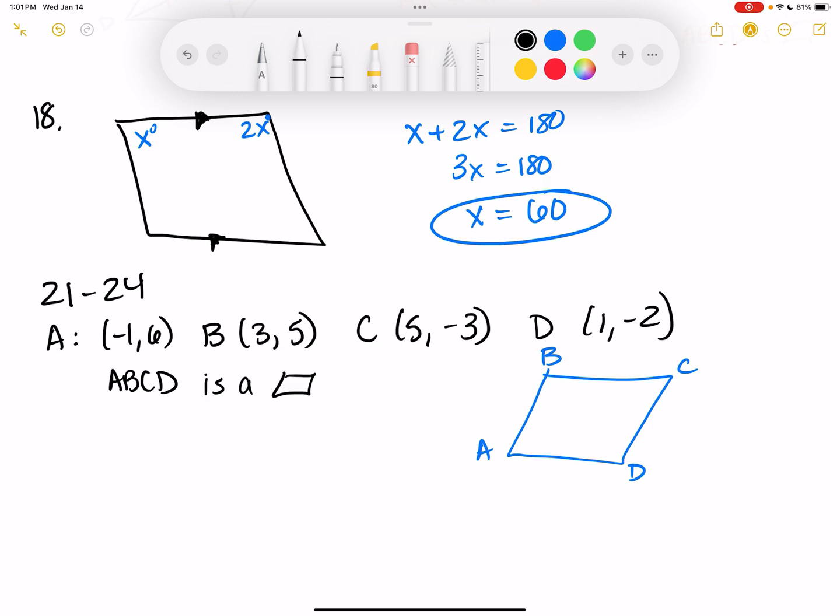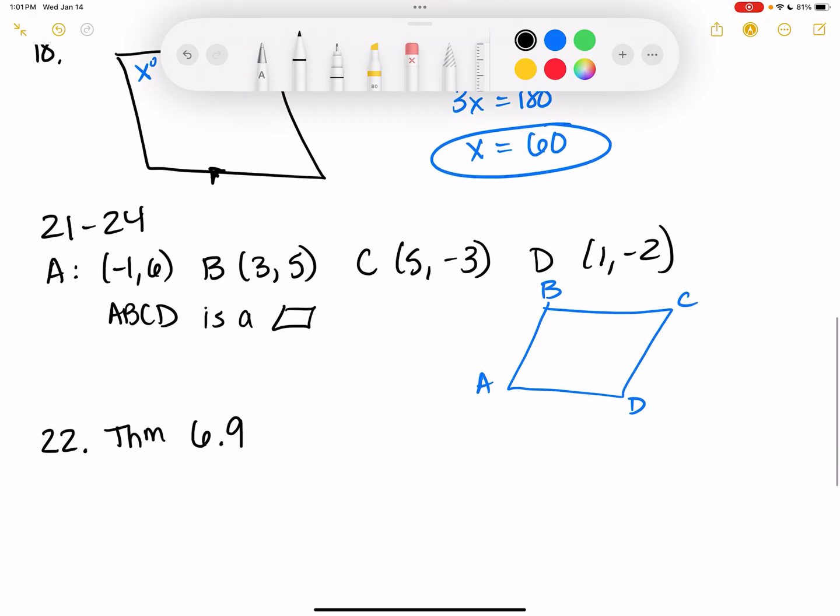22 tells us to use theorem 6.9. And that one is the theorem that says if the diagonals of a quadrilateral bisect each other, then the quadrilateral is a parallelogram. So that means I'm looking for the diagonals. So my little hint for this one would be to find the midpoint of AC and BD.